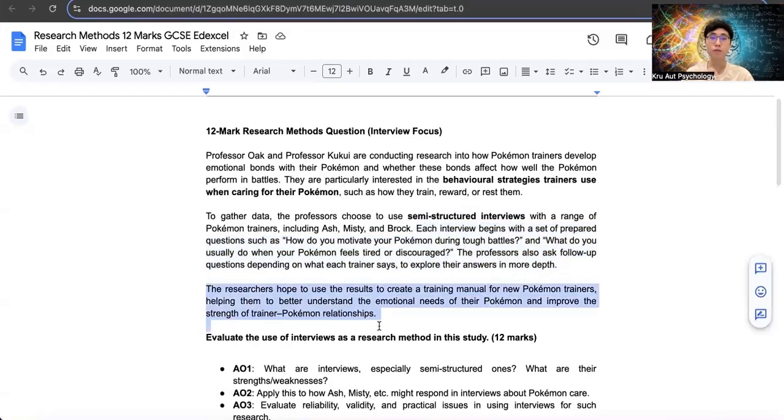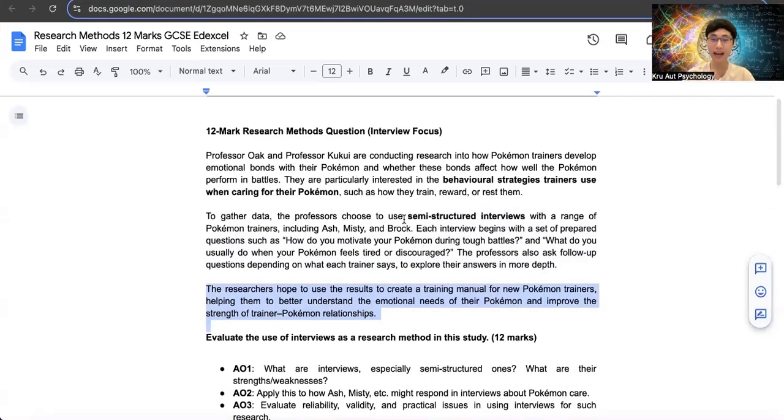The researchers hope to use the results to create a training manual for new Pokemon trainers, helping them to better understand the emotional needs of their Pokemon and improve the strength of trainer-Pokemon relationships. Oh, such a nice question and such a nice t-shirt.